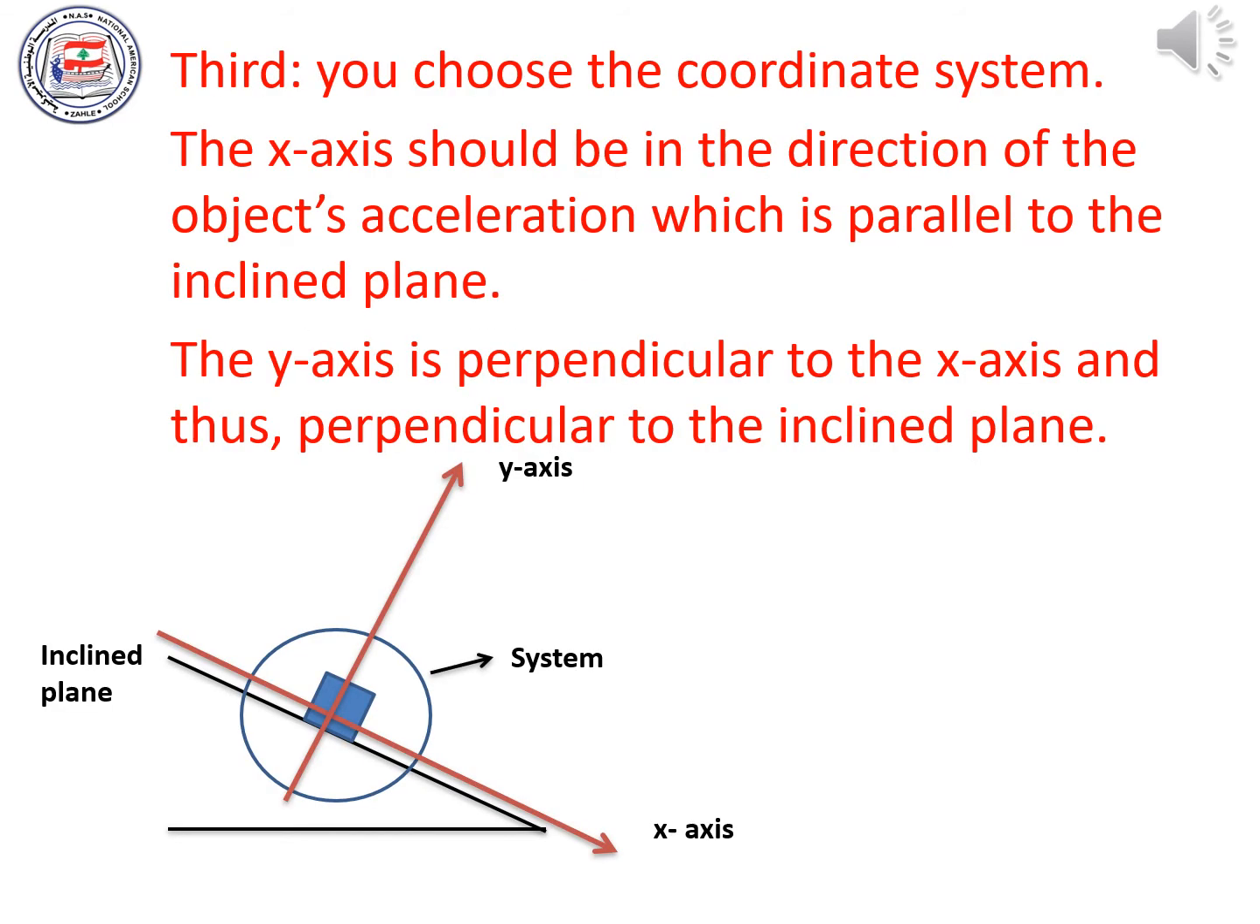Third, we need to choose the coordinate system, which is made of the x-axis and the y-axis. The x-axis should be in the direction of the object's acceleration, which is parallel to the inclined plane. However, the y-axis is perpendicular to the x-axis and thus perpendicular to the inclined plane, parallel to the normal force. As you can see in the figure in front of you, I drew the x-axis and the y-axis. The x-axis is parallel to the inclined plane, as we said, and the y-axis is perpendicular to the x-axis.